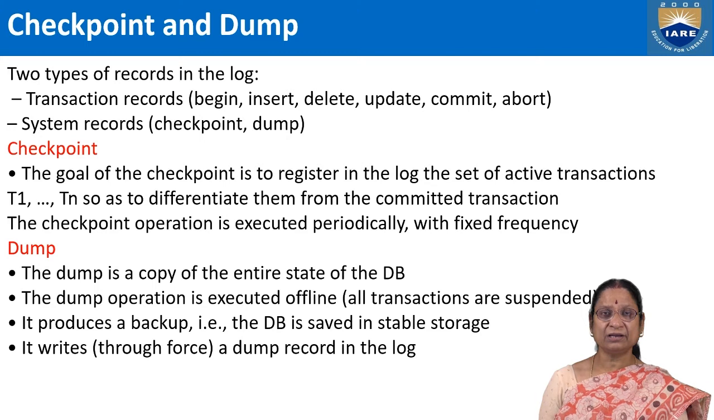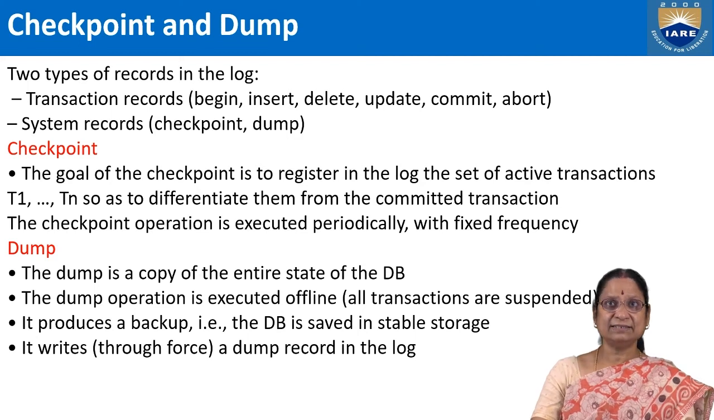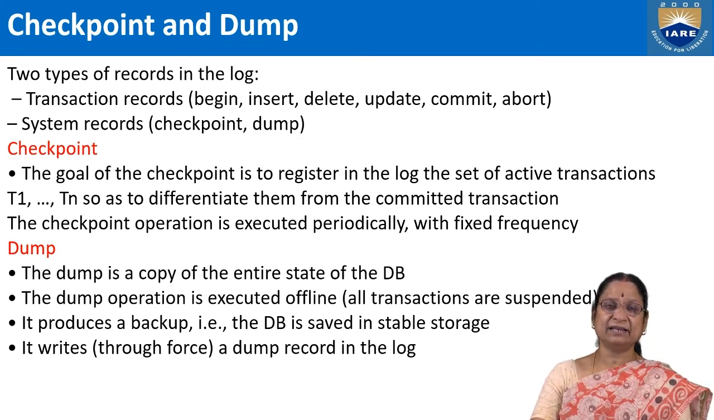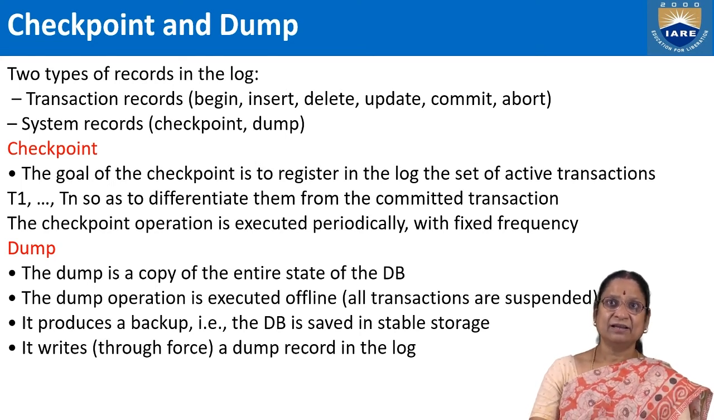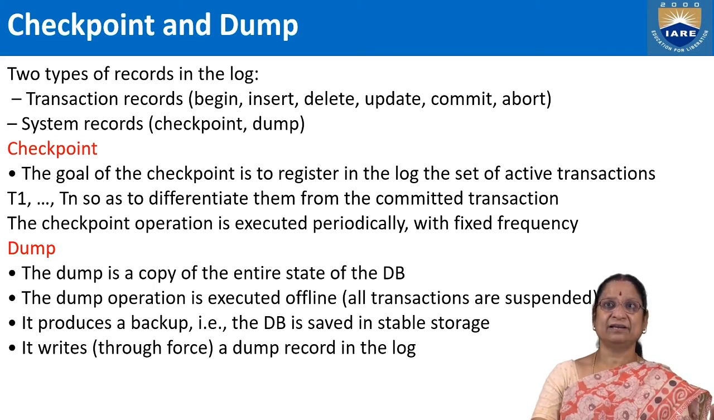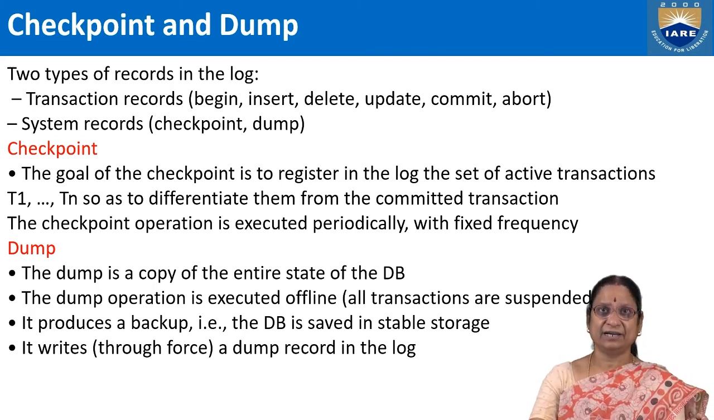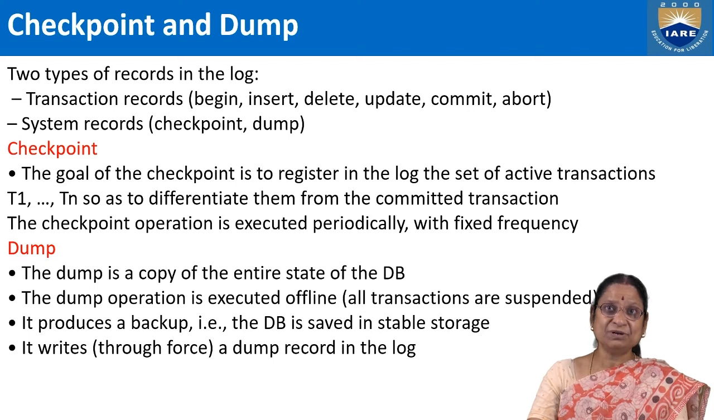Our log records are actually of two types, as we have already seen. One is transaction records, another kind is system records. Transaction records consist of the transaction ID and other operations, that is begin, insert, delete, update, or commit related data. But system records consist of the checkpoints and dump.